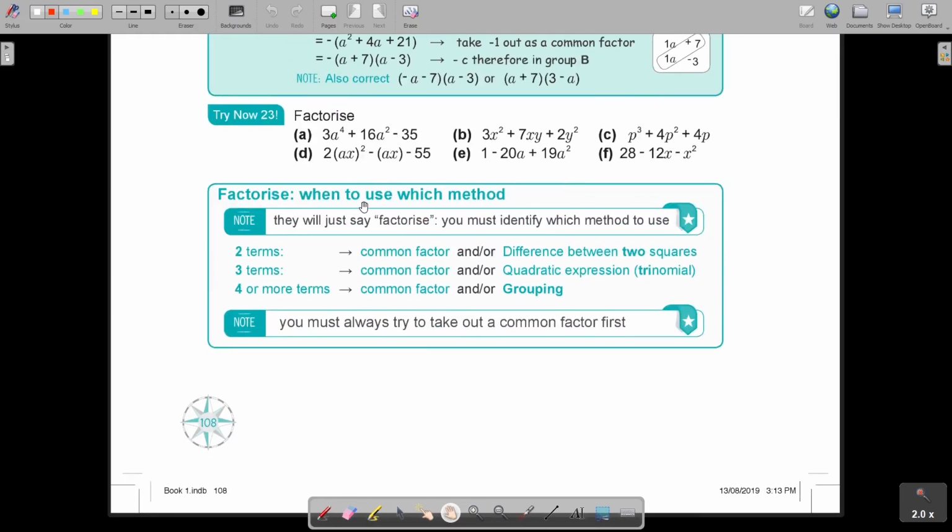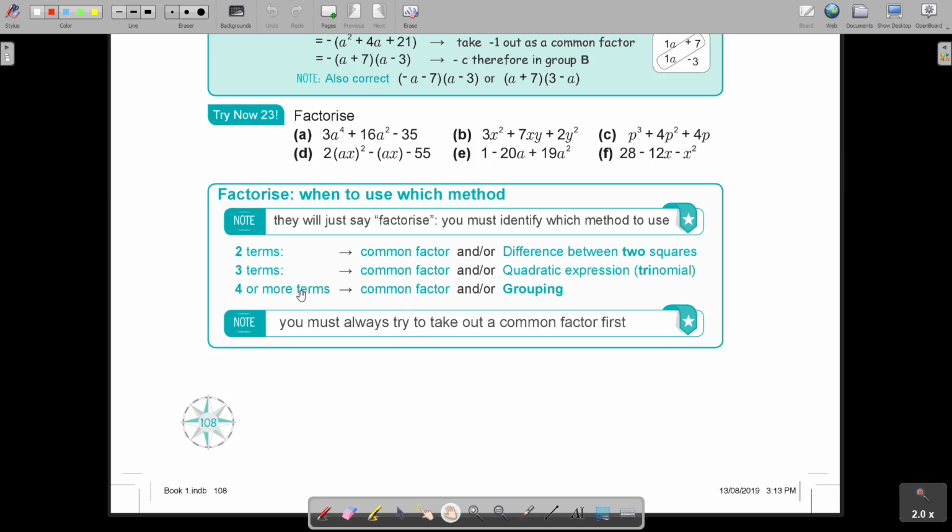It's factorize, when to use which one. It's always two terms that you make one, three terms that you make one, as soon as it's in brackets, four or more terms that you make one. It's a very, very important part in algebra. There are four types of factorizing: common factor, difference between two squares, grouping, and quadratic expressions, trinomials.